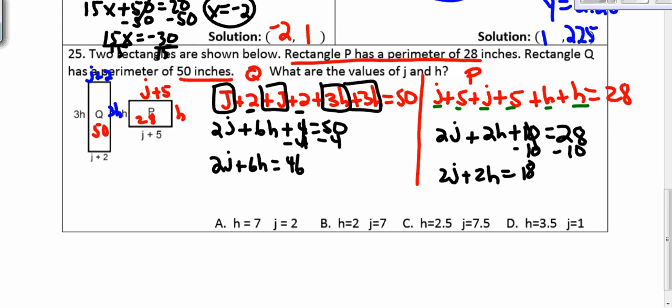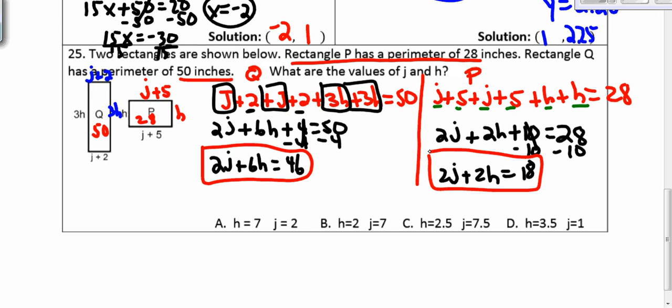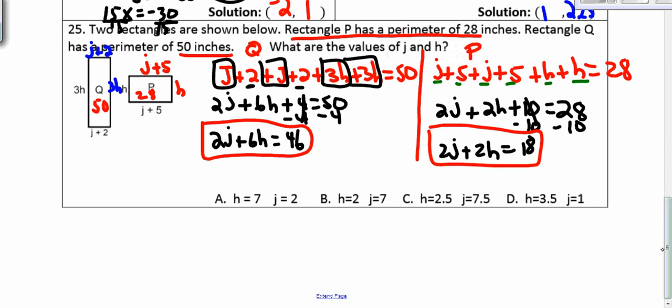So now I have two equations. I have this one and I have this one. And that is going to make up my system. So I'm just going to move down here and I am going to put them right on top of each other. 2j plus 6h equals 46. 2j plus 2h equals 18.